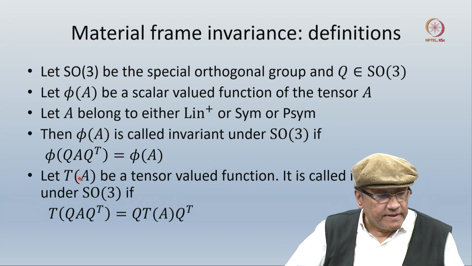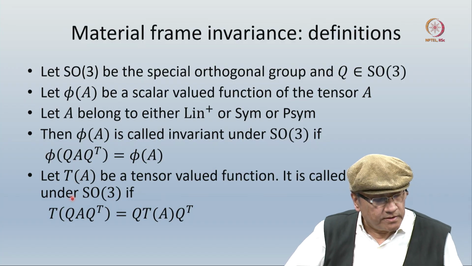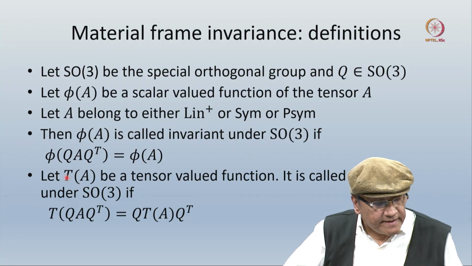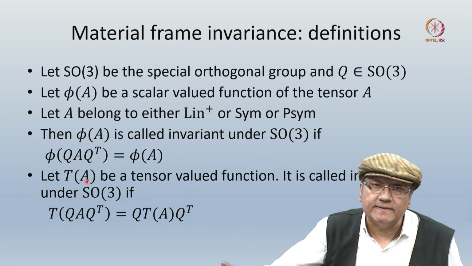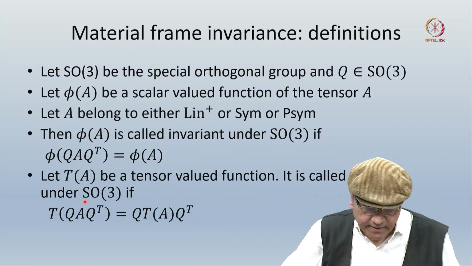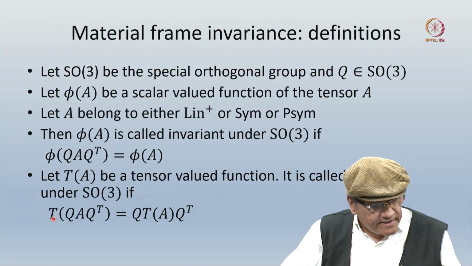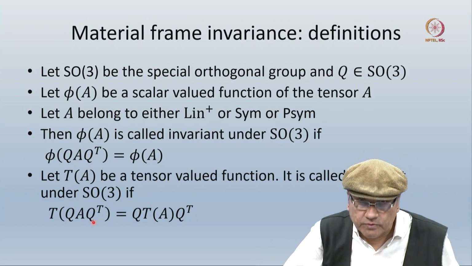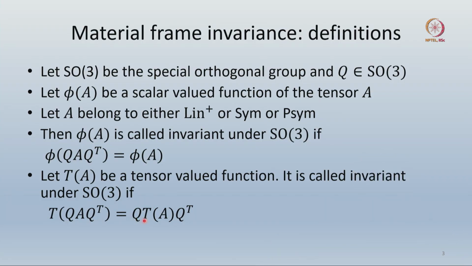In case, instead of a scalar valued function, we have a tensor valued function T of A, where the result of applying T to A is itself a 3 by 3 tensor, then it is called invariant under SO3 if T applied to Q A Q transpose, that is under a change of frame with rotation Q, will be equal to Q T of A Q transpose. So this notion of material frame invariance is very important in defining the various material classes.